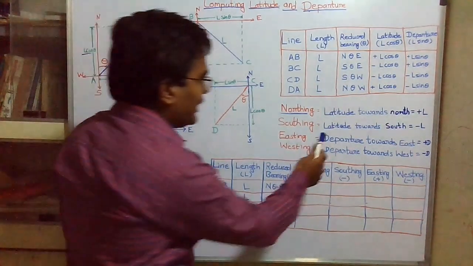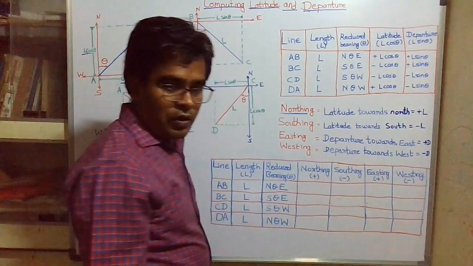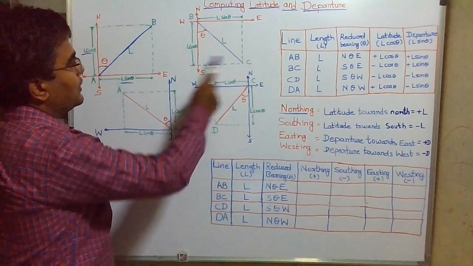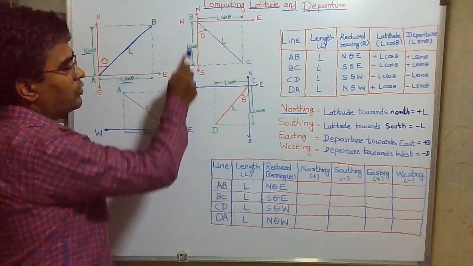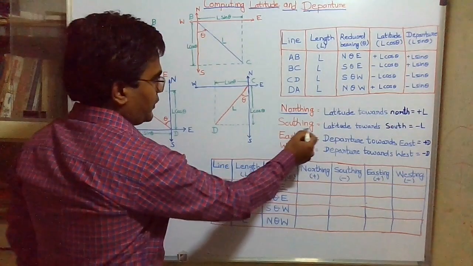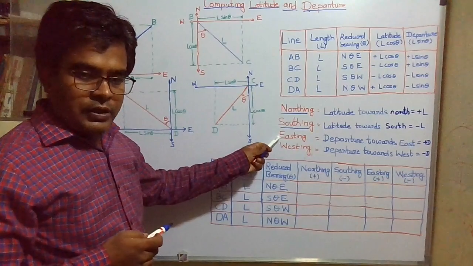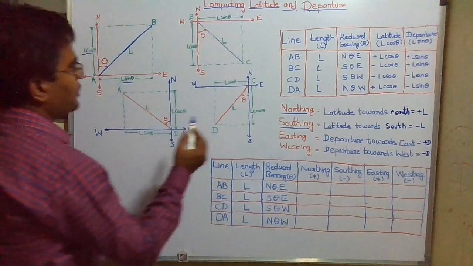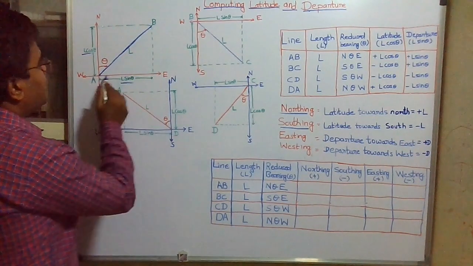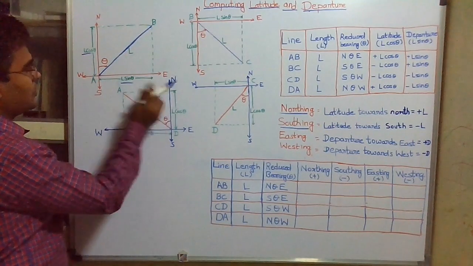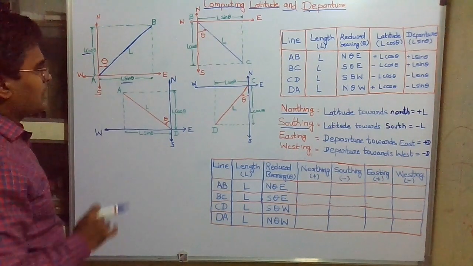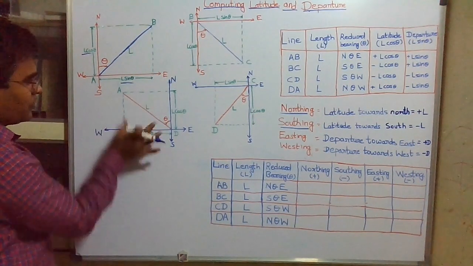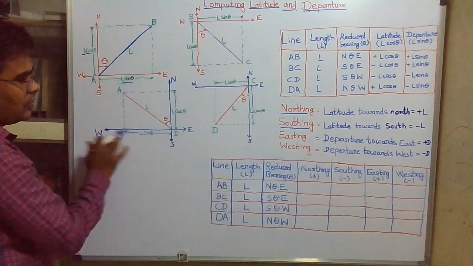Similarly, latitude towards south is called southing. Here you can see another line BC whose latitude is along south, so it is called southing. Easting means departure towards east. Here you can see the departure of this line is towards east, so this is the easting. And if the departure is towards west, as with this line, it is called westing.